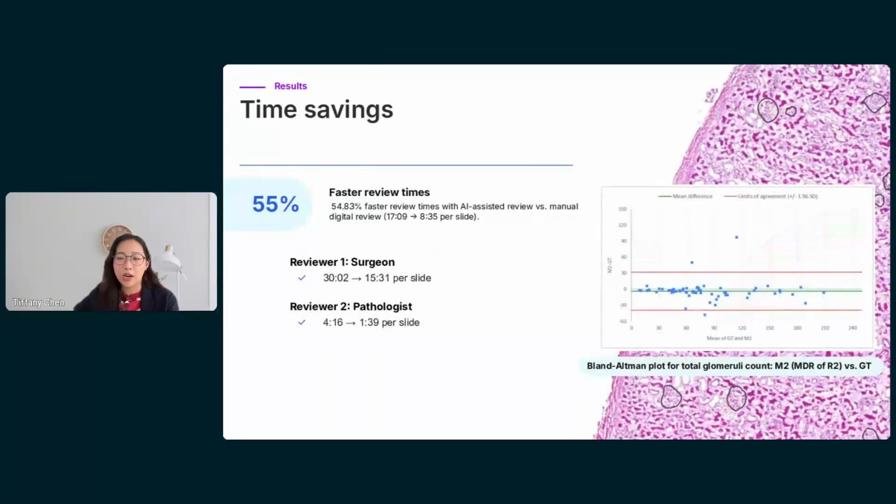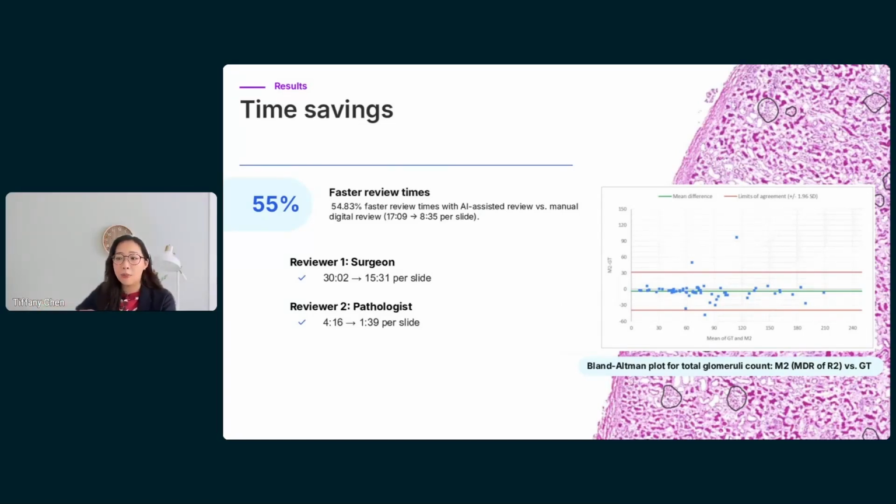The first one we'll share, which is perhaps most immediately impactful, is time savings. The result was a reduction in the time required to assess each case. With AI-assisted review, both the pathologist and the surgeon were able to complete their assessments significantly faster, with time savings averaging around 55% reduction. For the surgeon, the time dropped from 30 minutes to 15 minutes, which is around a 50% reduction. And for the pathologist, the review time decreased from 4 minutes to just under a minute and a half, which is around a 62% reduction.